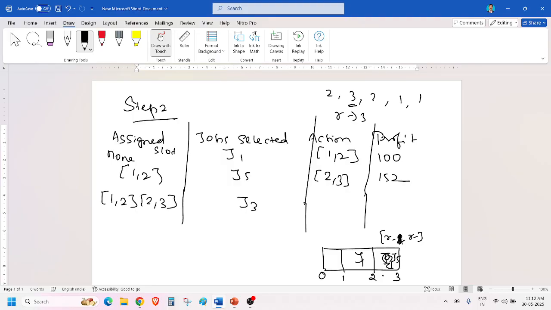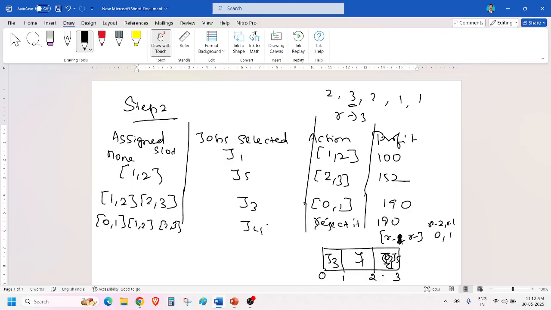So the only remaining slot is 0 comma 1. So you will get 0 comma 1, and the profit is 190. So next is 0 comma 1, 1 comma 2, 2 comma 3. Next I am taking job 4, but already everything is occupied for me, so I cannot take anything, so reject it. So 190 is my profit.